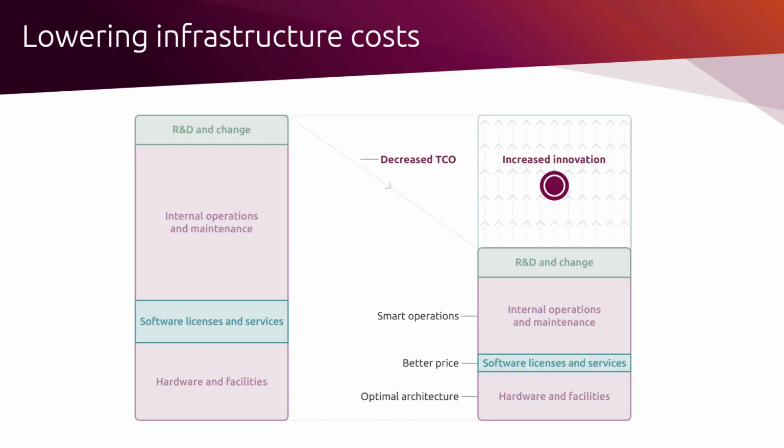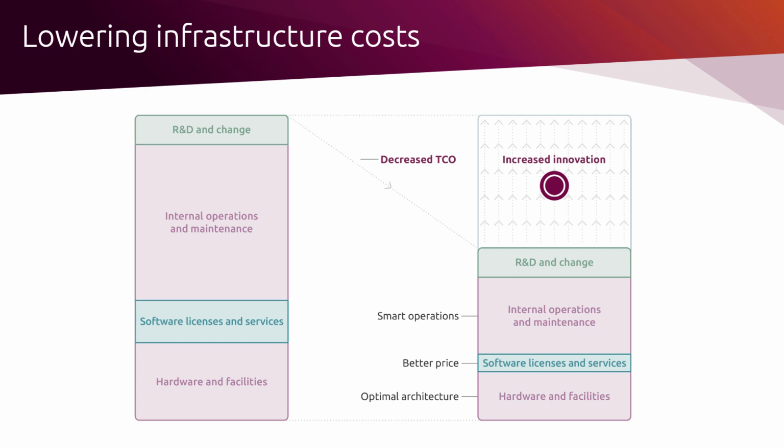Let's now have a look at how Canonical's open infrastructure stack helps to lower the high cost associated with building and maintaining your own infrastructure. The diagram on this slide represents a typical IT budget required for cloud infrastructure maintenance. It consists of 4 primary pillars: hardware and facilities, software licenses and services, internal operations and maintenance, and R&D and change. While the R&D and change spendings have a positive impact on the organization, like they help the organization to innovate and grow, the other 3 represent raw cost.